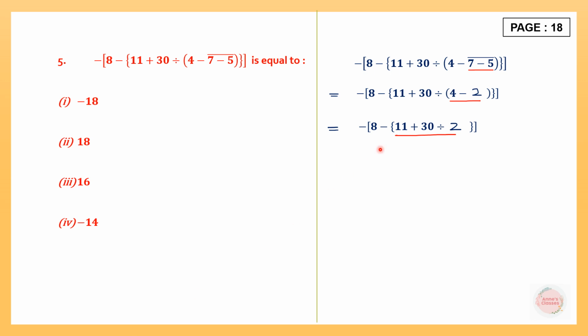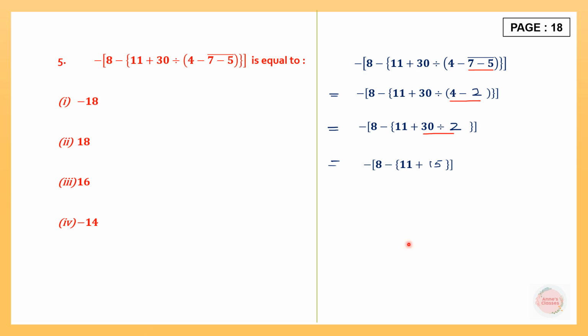Now inside the curly brackets also, can you see there are two operations, addition and division. And according to BODMAS, division has to be done before addition. So we are going to first do this. So let's continue. Here we have minus 8 minus 11 plus 30 divided by 2 is 15. And the rest of it remains the same.